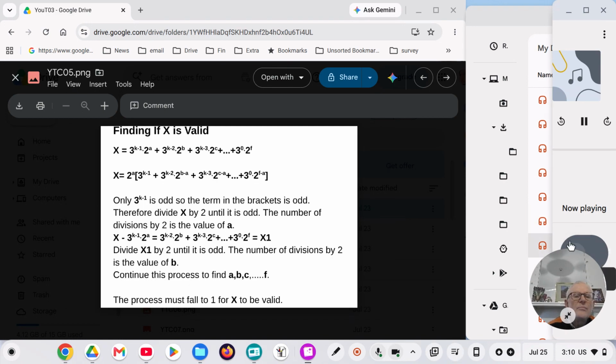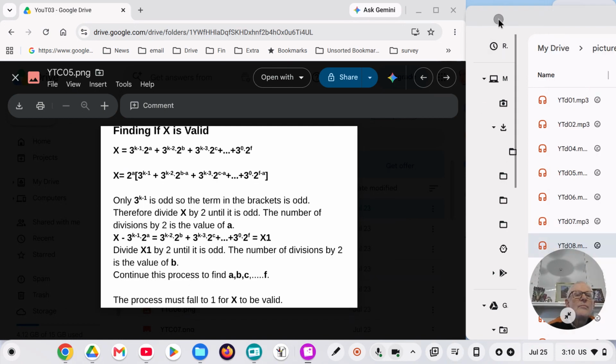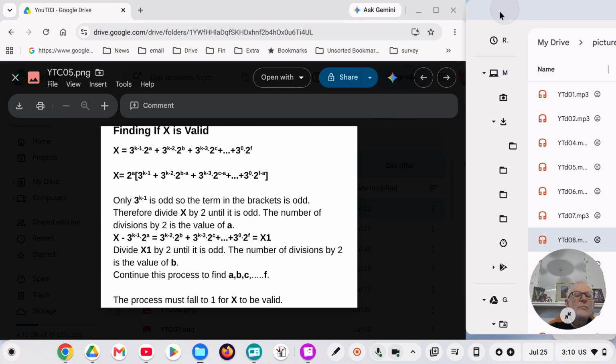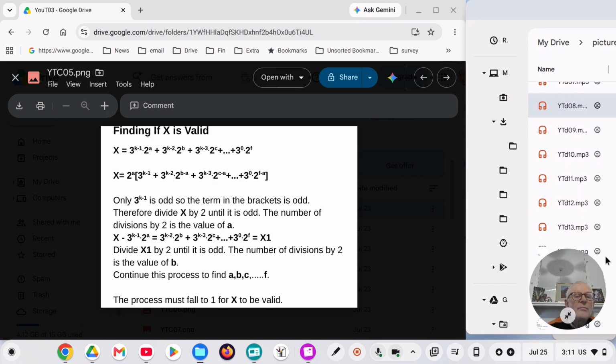Now we ask the question, how do we know whether the x is valid? You examine the equation for x. Divide this expression by 2 to the power of a, that is, take 2 to the power of a outside the brackets, and what you are left with inside the brackets is 3 to the power of k minus 1, plus 3 to the power of k minus 2 times 2 to the power of b minus a, plus, all the way to 3 to the power of 0 times 2 to the power of f minus a.